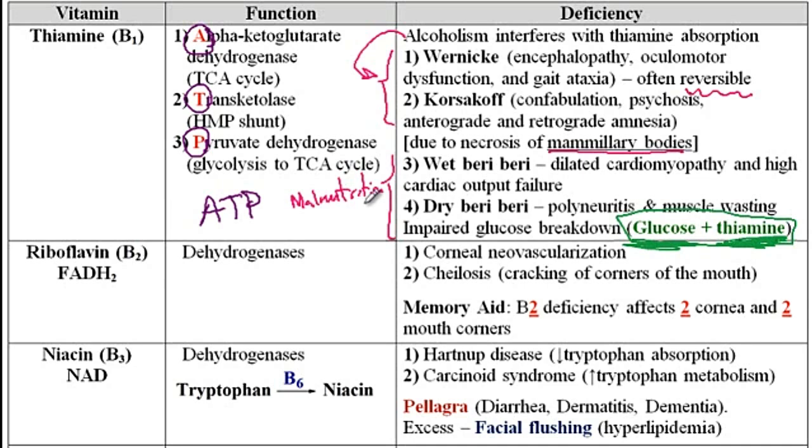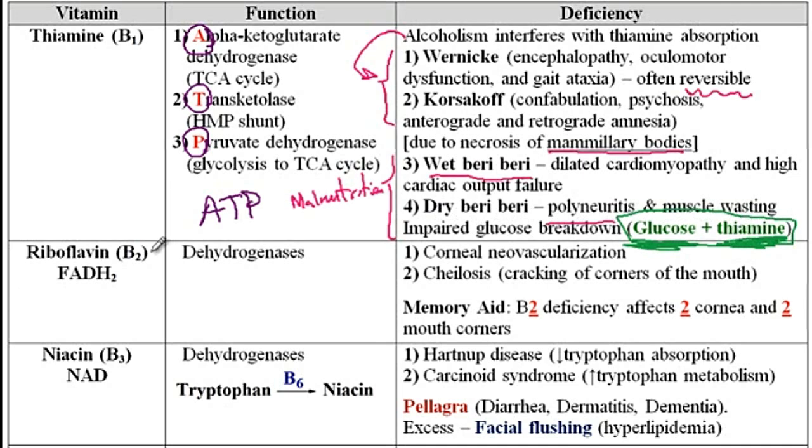And then other symptoms of the vitamin B1 deficiency which can arise from malnutrition include wet beriberi, where there is dilated cardiomyopathy with risk of high cardiac output failure, and it could also cause dry beriberi, which presents with the polyneuritis as well as muscle wasting.